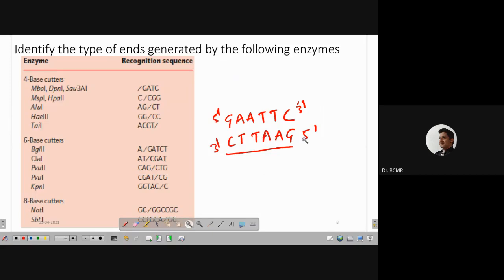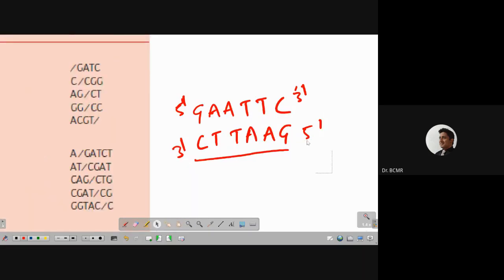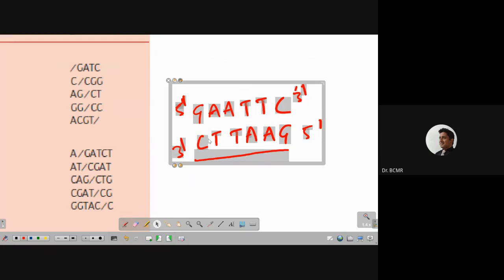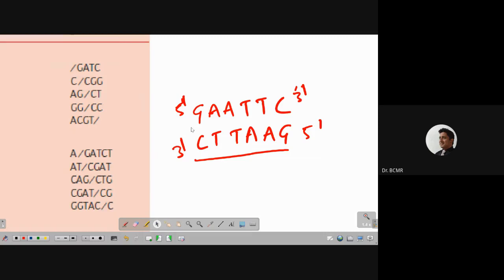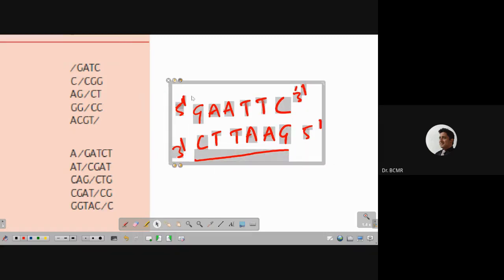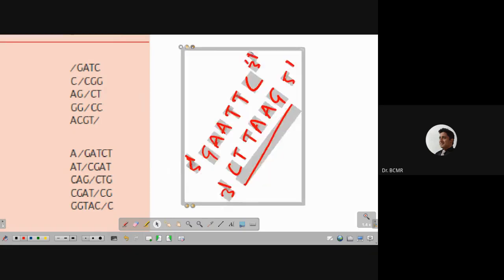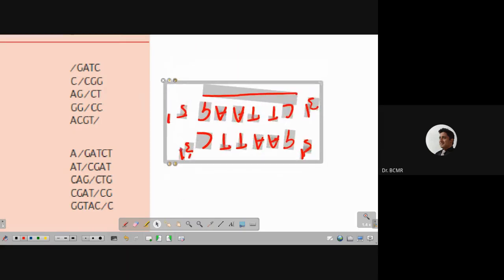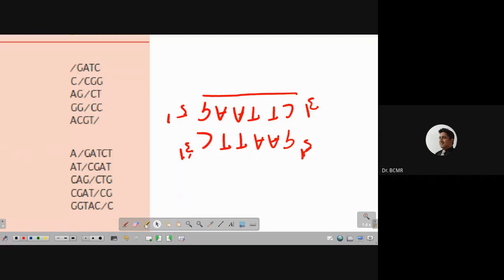Okay, I'm inverting it. And what is it forming? The alphabets are inverted, but you can still notice that the reading frame has not changed. You will see G, A, A, T, T, C. Either way, it will come out normal.